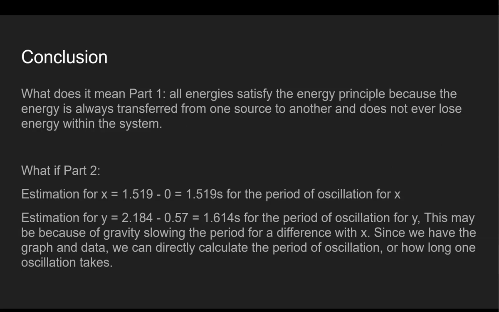For part 2, for estimations of periods of oscillation, since we had the graphs and the data, we were able to calculate it for ourselves, and we got a period of about 1.519 for x and about 1.614 for the period of oscillation of y. The difference could be gravity slowing down the period of oscillation for y, meaning that x would have a lower time per oscillation. That's why there's a slight difference.